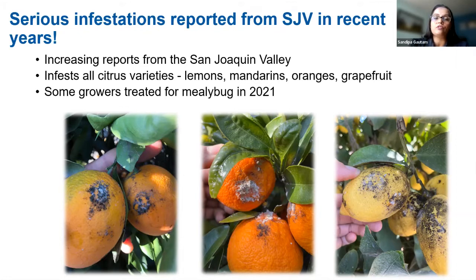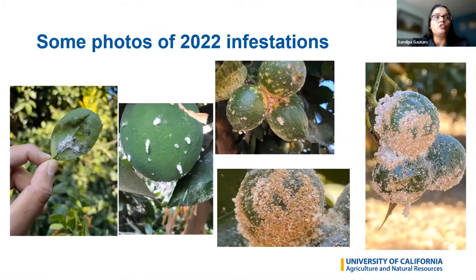And some growers even treated for mealybug in 2021. Compared to 2021, pest control advisors report that they're seeing higher incidence of mealybugs in 2022. Here are some pictures shared by pest control advisors with me of this year's infestations. And as you can see, this is a pretty heavy infestation of mealybug.